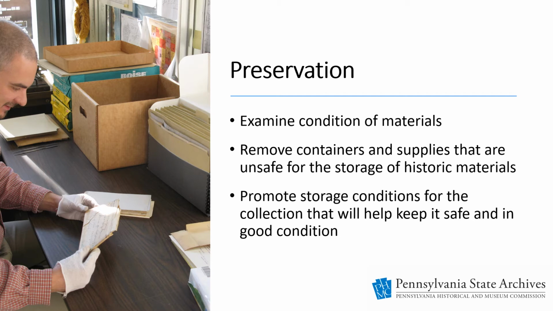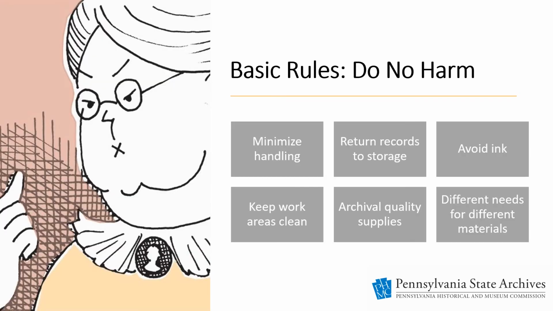And in our instances, preservation might include examining materials for damage, removing them from inappropriate housings, whether they're acidic containers or folders. Could also include unfolding or unframing materials, and ultimately placing them in proper archival containers and ensuring the best environmental conditions possible. The first rule of preservation is to do no harm, and to that end, records should be handled infrequently and handled carefully to avoid damage. They should be returned to storage promptly, as the proper containers and environment contribute greatly to their longevity.